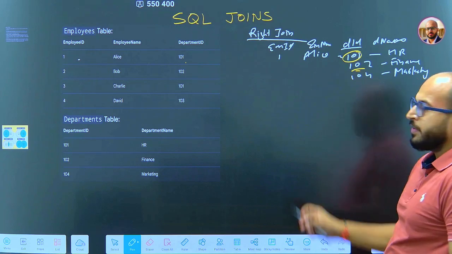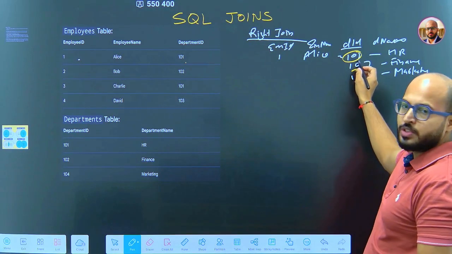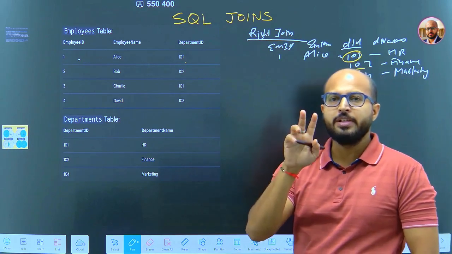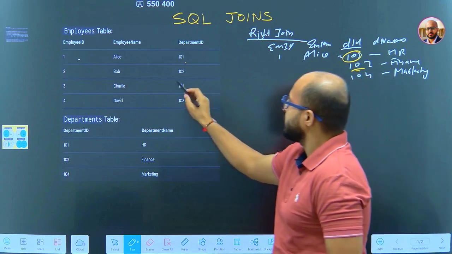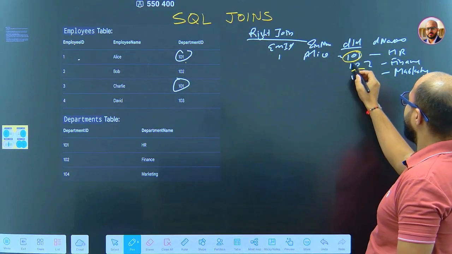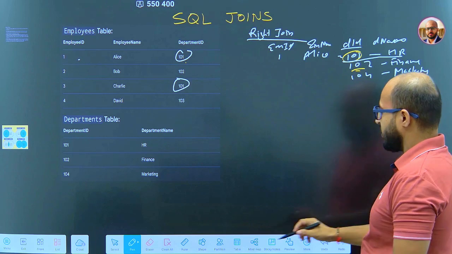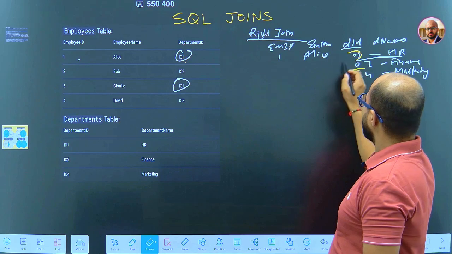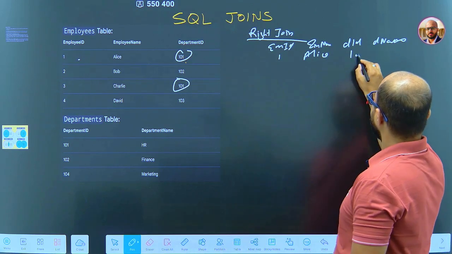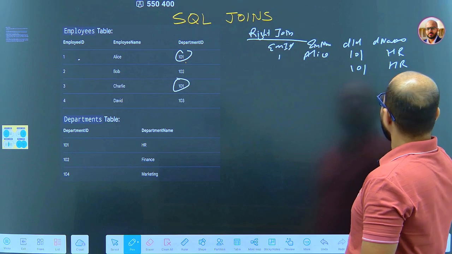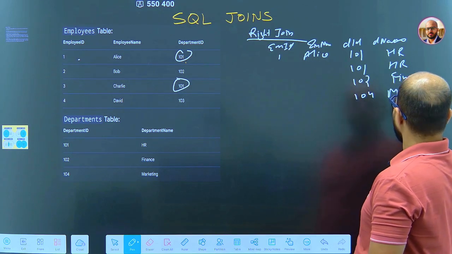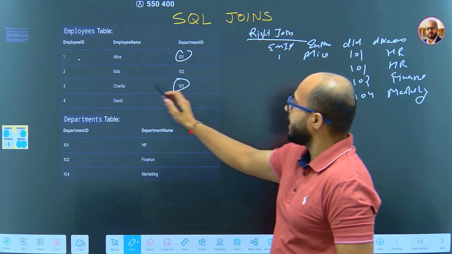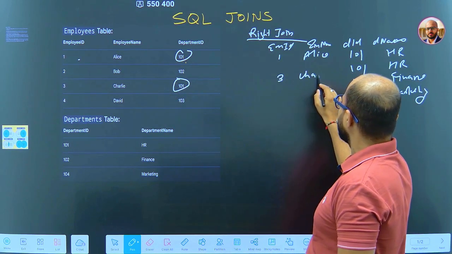Here, if you observe it properly, we have two 101s. For 101, how many employees are we having? We are having 2 employees for 101. This is 101 and 101. So after this, there will be one more record which is going to be added here. For HR 101, because it is coming again, we will also be writing here 3, that is Charlie.